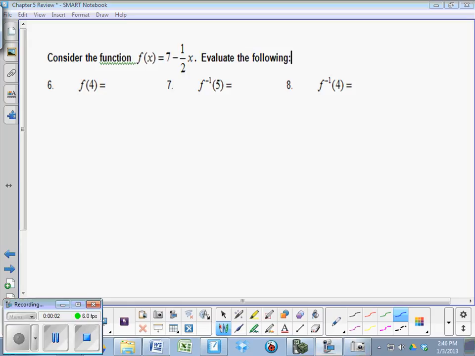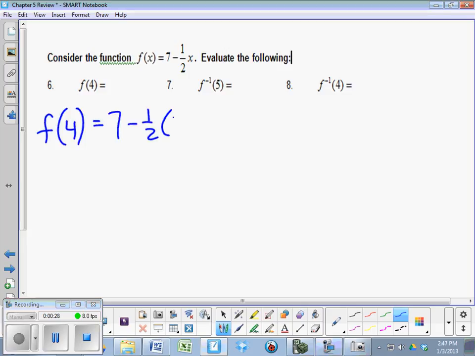This is number 6 on the Unit 5 review. Would you like to read the problem for us? Consider the function f of x equals 7 minus 1 half x and evaluate the following. Thank you. Now, f of 4, what does that mean to do? What should you do?